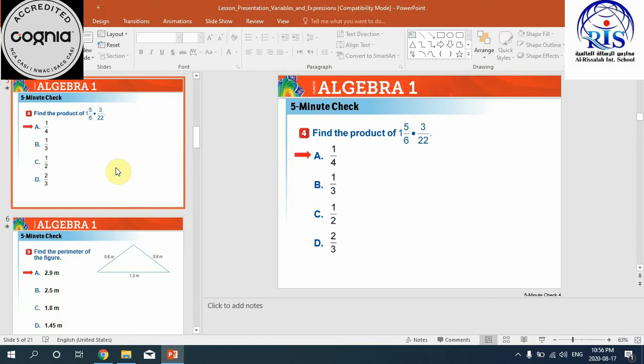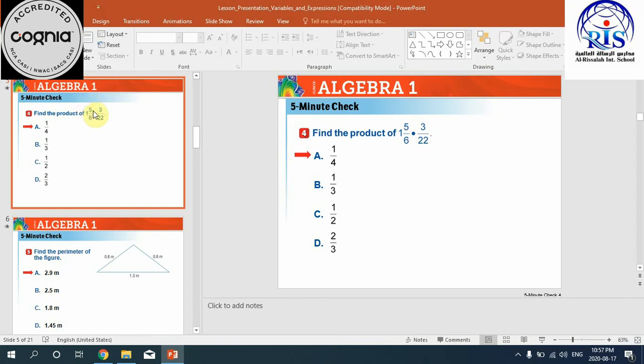Find the product of 1 and 5 over 6 times 3 over 22. Of course, here you can change the mixed number to a fraction. How do I change a mixed number to a fraction? This 1 and 5 over 6, how do I change it to a fraction? I multiply the whole number 1 by the denominator 6. Then I add the numerator 5. It will be like this: 1 times 6 is 6, plus 5 is 11. Now 1 and 5 over 6 becomes 11 over 6.